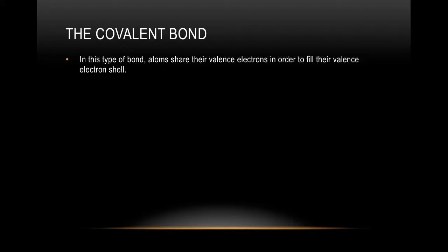Now let's learn about another type of bond, which is the covalent bond. In this type of bond, 2 atoms share electrons. As I already told you, atoms share the valence electrons in order to fill their valence electron shells. So I need to explain this to you in a pretty practical manner.